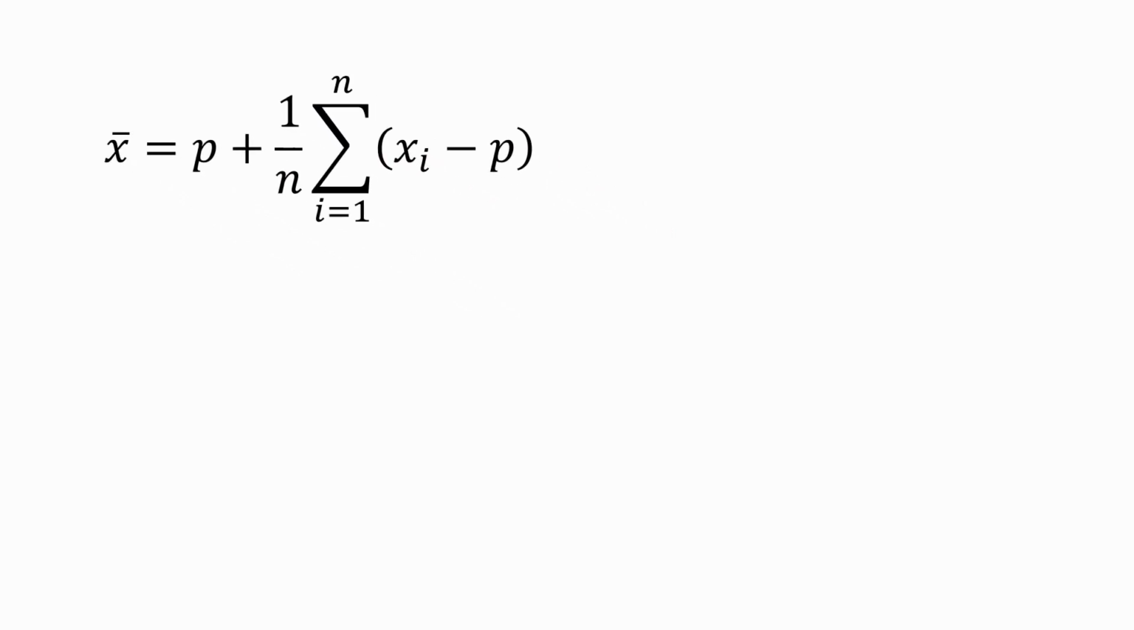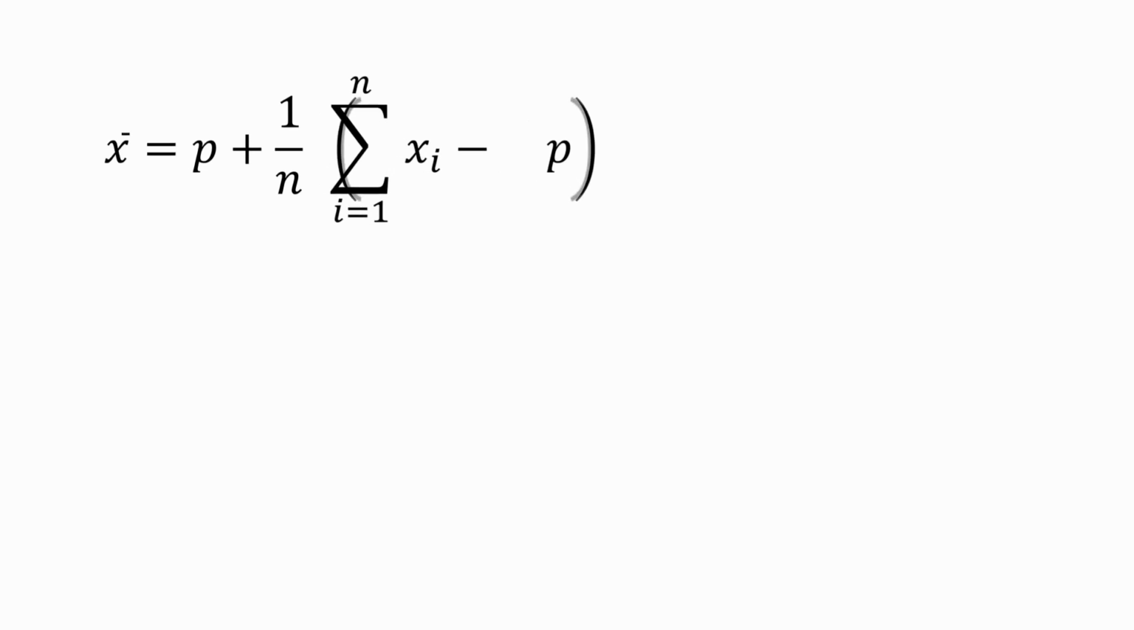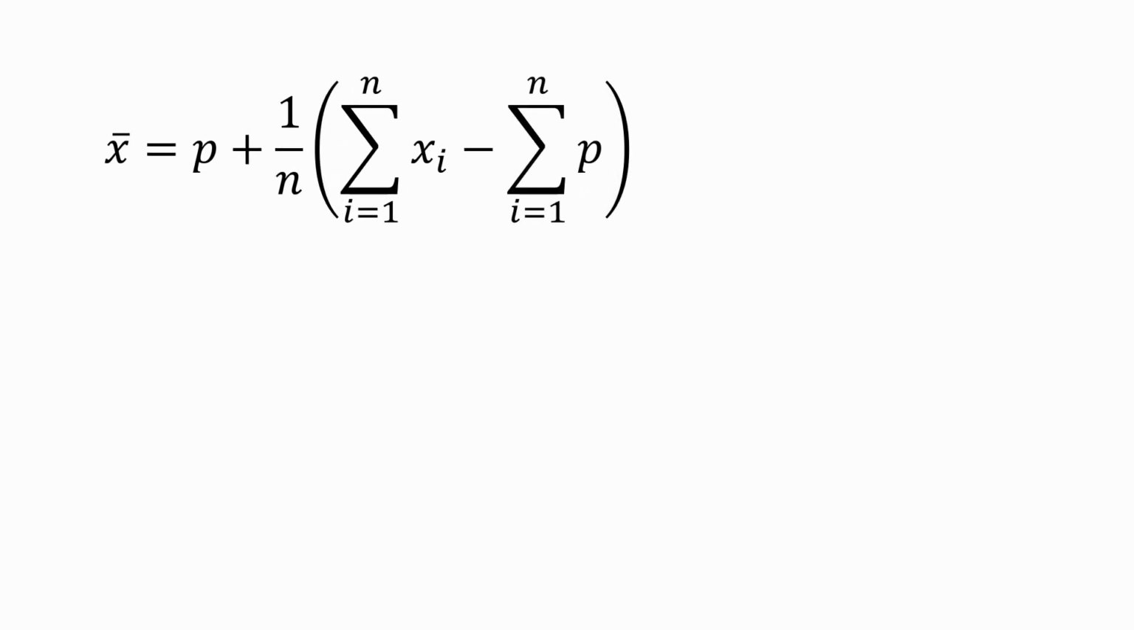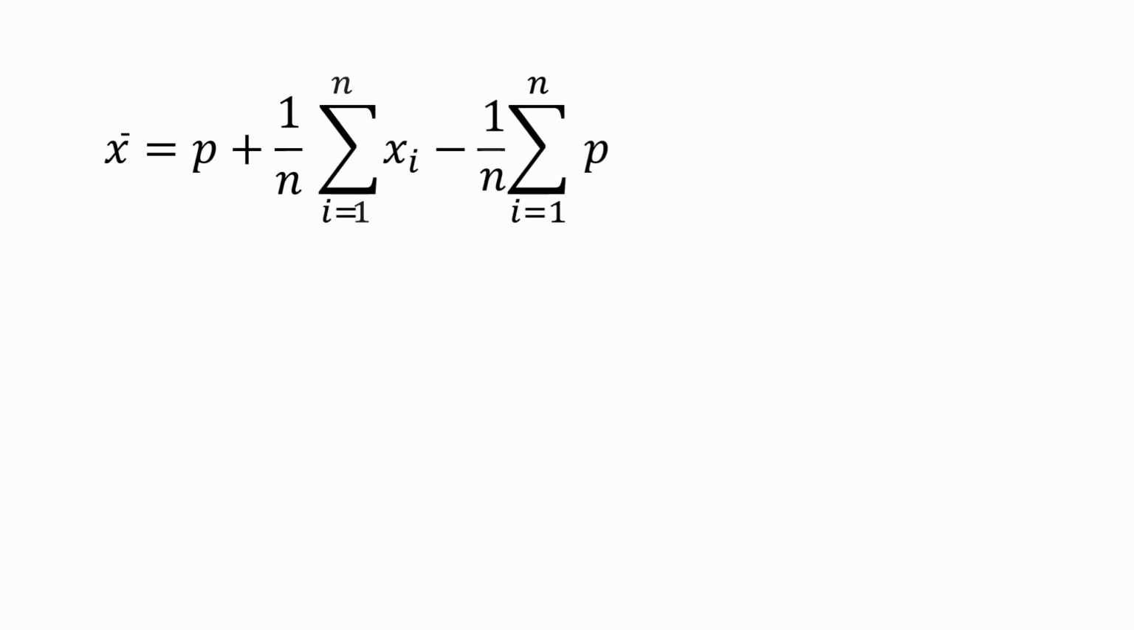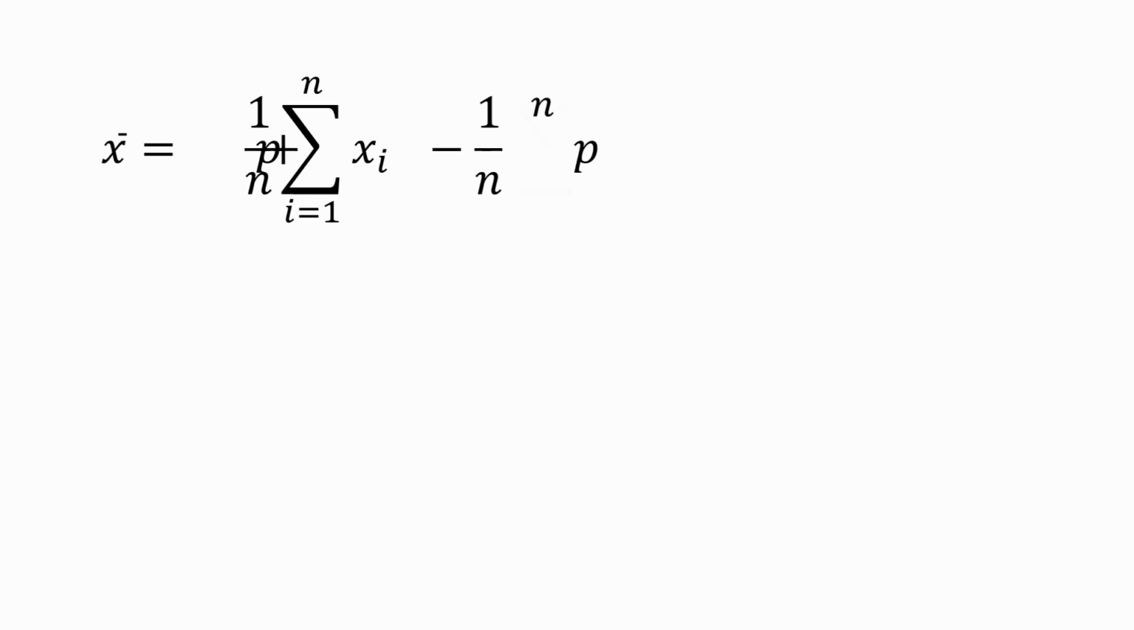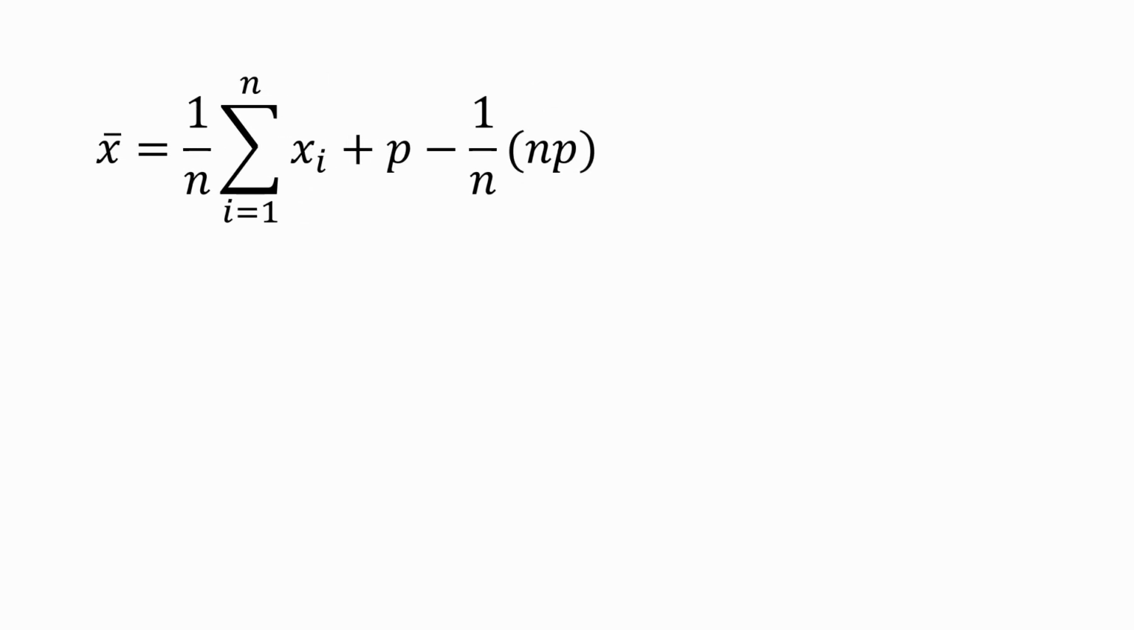We'll start with our over-under expression. Recall that the sum of a difference is equal to the difference of the sums, so we can rewrite as follows. Now we'll distribute the 1 over n to each sum. And since the second sum is just adding up p n times, it's just equal to n times p. The n's cancel, and now we're left with the following.